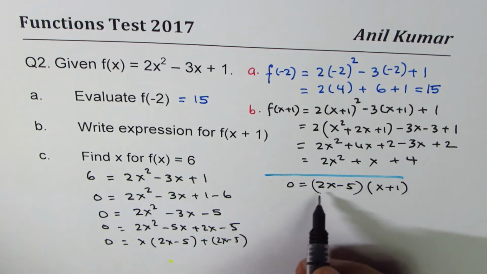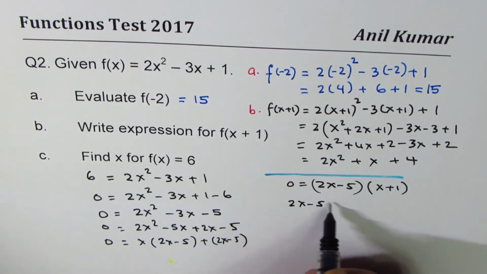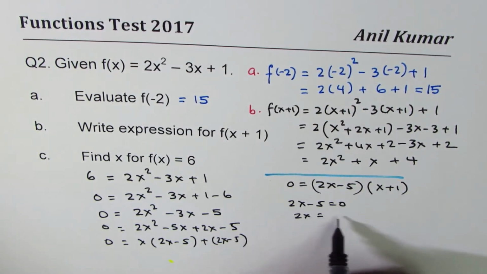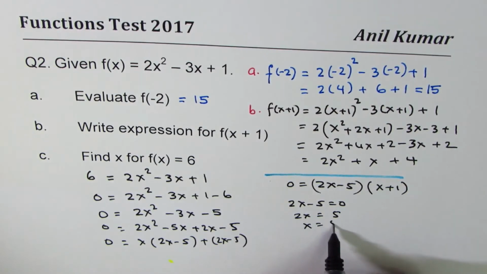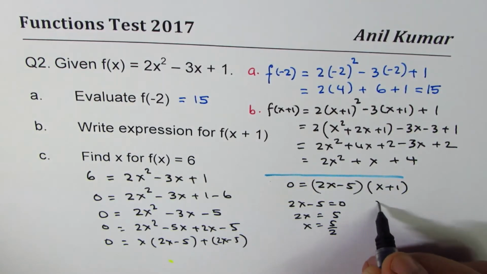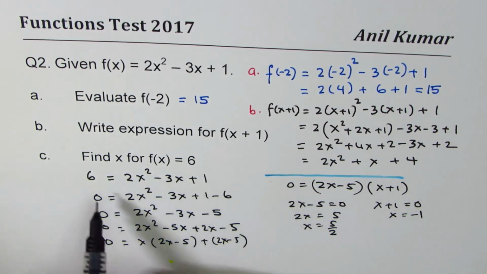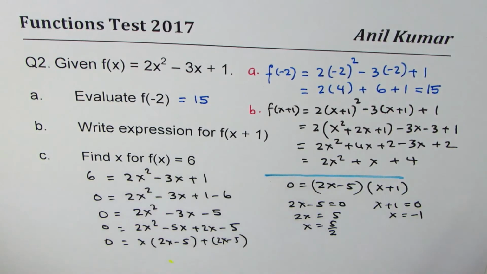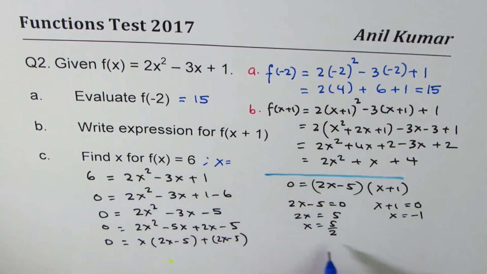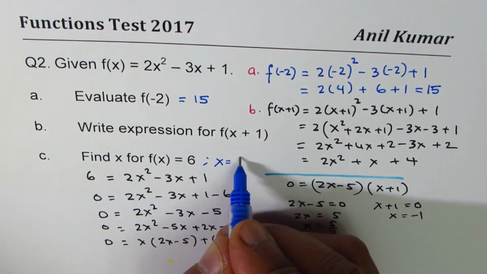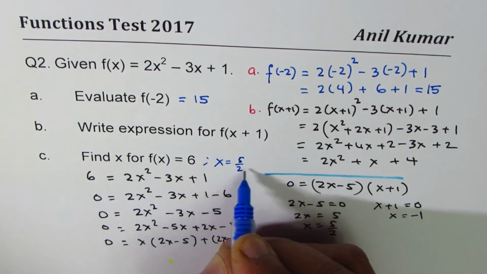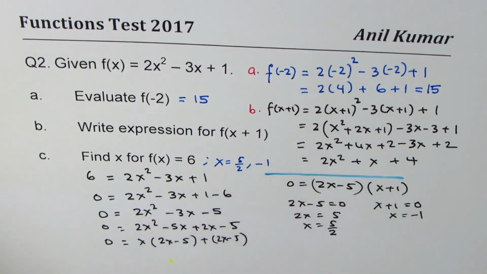So we have two solutions. One we can get by 2x minus 5 equal to 0. That means 2x equals 5, or x equals 5 over 2, right? The other one, x plus 1 equals 0, x equals minus 1. So find x for f of x equals 6. We have two solutions. x equals 5 over 2, which is 2.5 you could write, or minus 1. Do you see that? So that is how you could solve this question on functions.